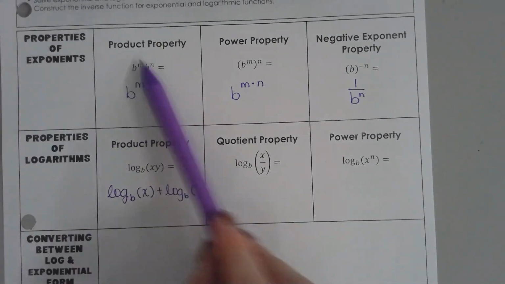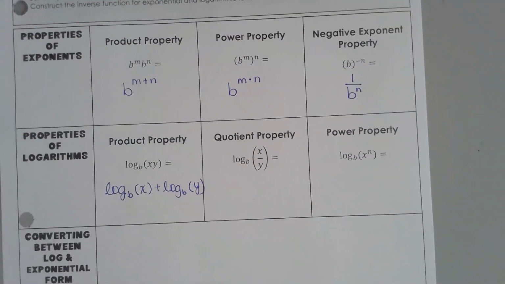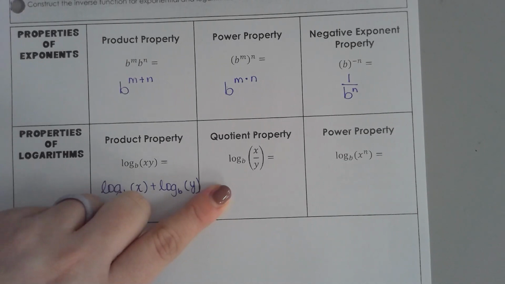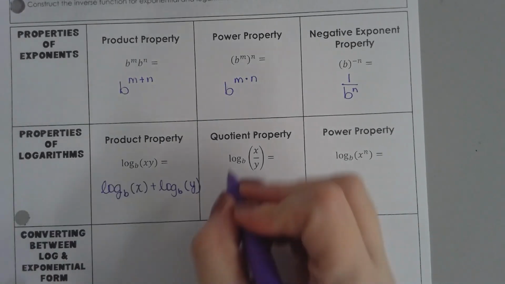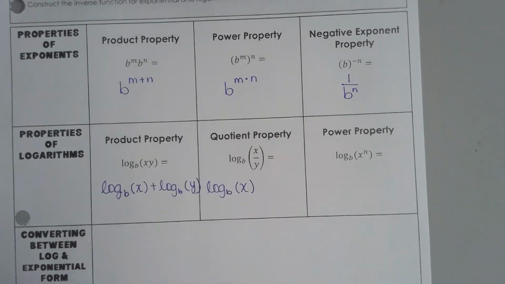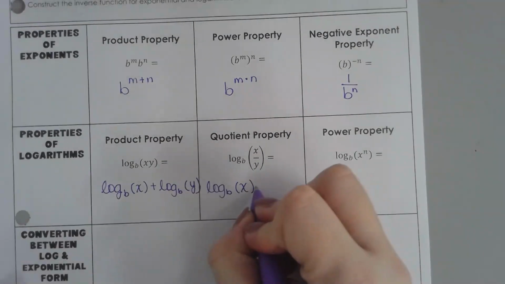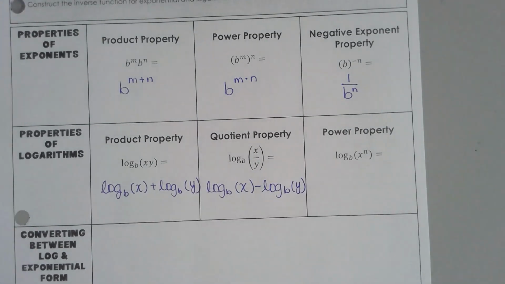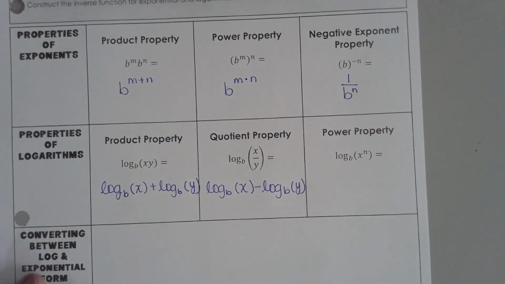The quotient property of exponents, if you're dividing two variables, you subtract the exponents. Similar to here, we have a log. This is the same as log base b of x minus log base b of y. So if we have a fraction within one single log, we can split it up with a subtraction sign.